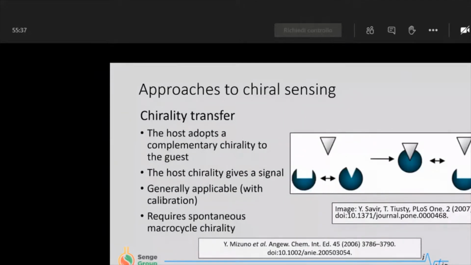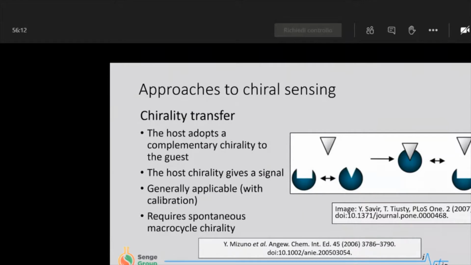The second is chirality transfer, where the chirality of the guest molecule is imparted upon the host, and then the change in the host can itself be measured, where the change in the specific guest molecule can't necessarily. And this is what I'll be talking about for most of the rest of the talk, though both approaches are adopted by the groups.